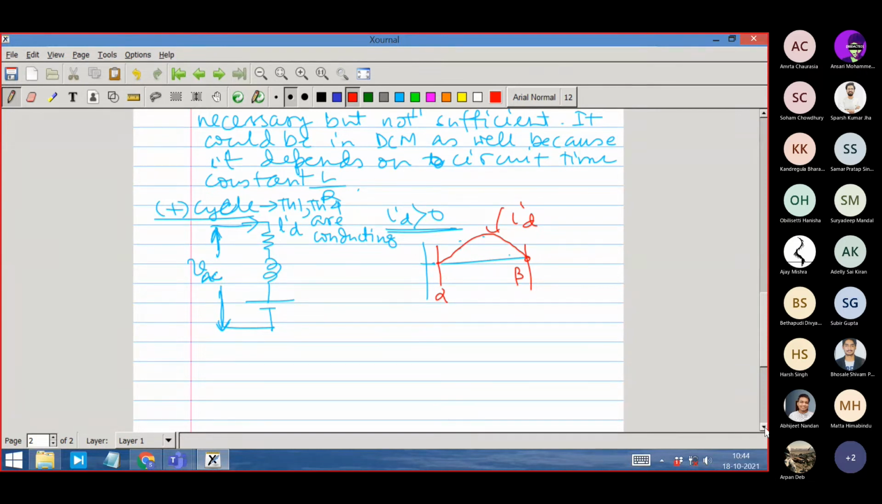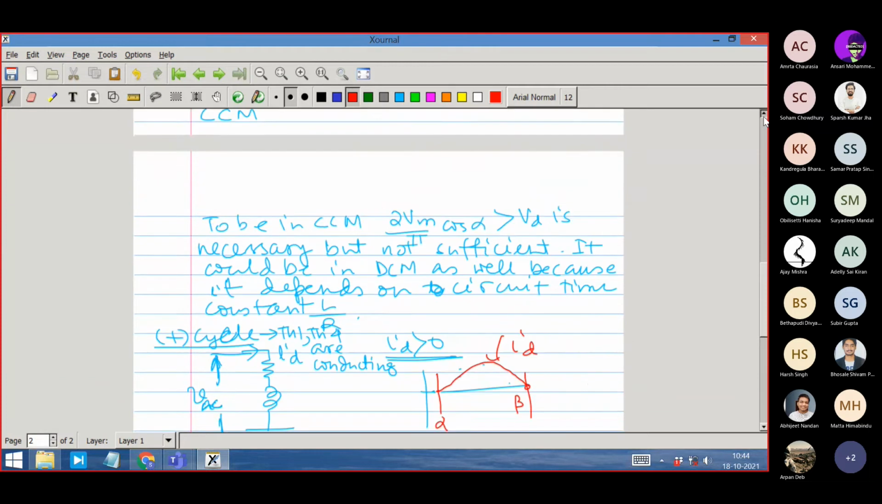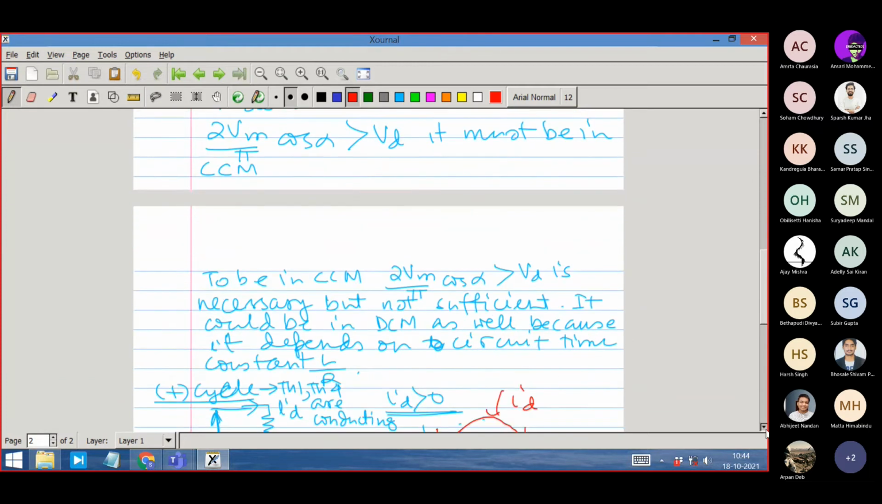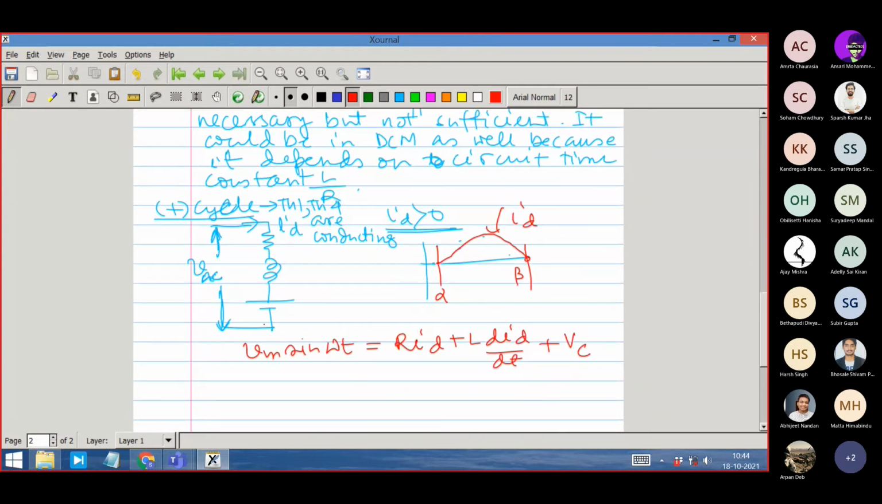Vm sin omega t is equal to R id plus L d id dt plus Vd. What did I write, Vc or Vd? In today's class I was writing Vd. Yeah, earlier I might have written Vc. Forgive me for that. This is Vd. Right. So it's a DC voltage in the circuit.